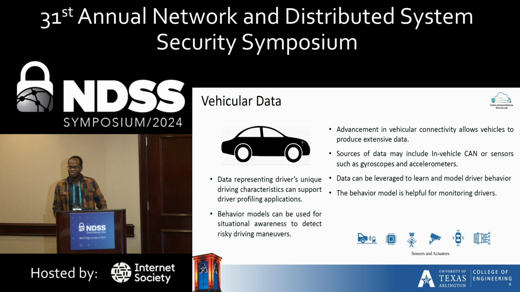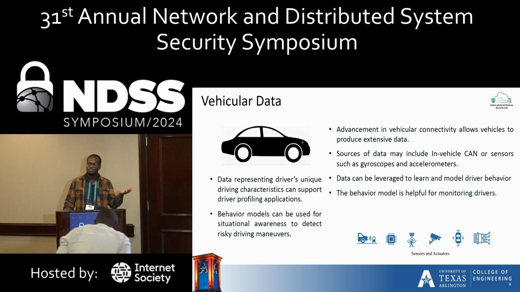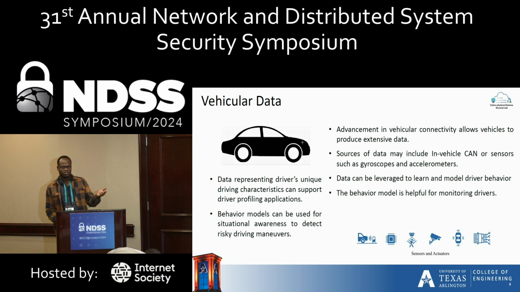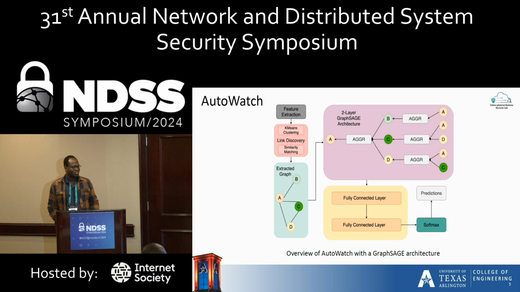Advancement in vehicular technology allows us to have a lot of data on vehicles. And if we're able to get some of this data, like data from sensors like gyroscope and accelerometers, can we leverage this to model driver behaviors? And if we can successfully model driver behaviors, can we then use this model to identify or profile drivers and also to classify risky driving behavior so that we can alert drivers if they are making maybe sudden left turns, sudden right turns, or sudden acceleration or sudden brakes? And that was what led to AutoWatch.